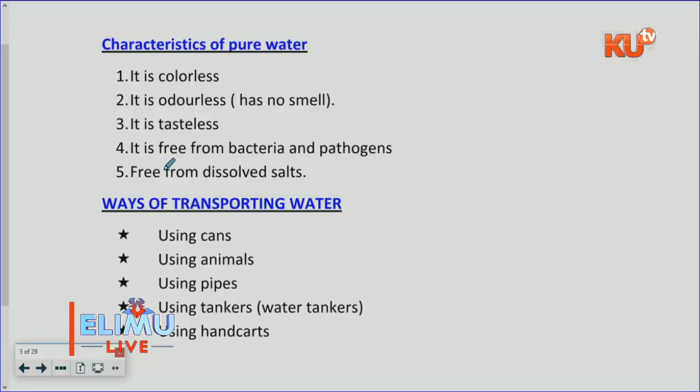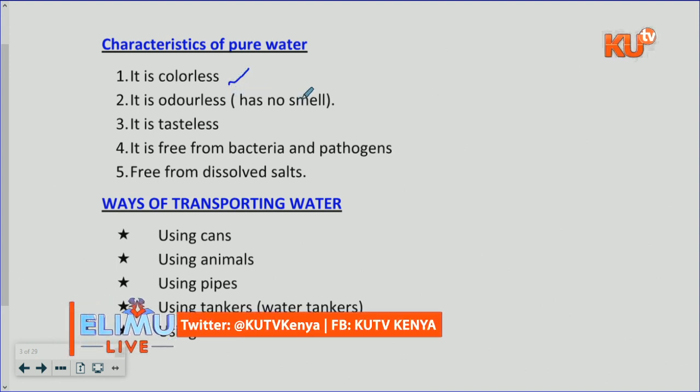The first characteristic of pure water is it is colorless. We know water has no color. The second one, it is odorless. Water has no smell. The other name for odorless is it has no smell. The third characteristic of water, it is tasteless. Water is tasteless. It does not have a taste. That one is in real sense. It does not have a taste.